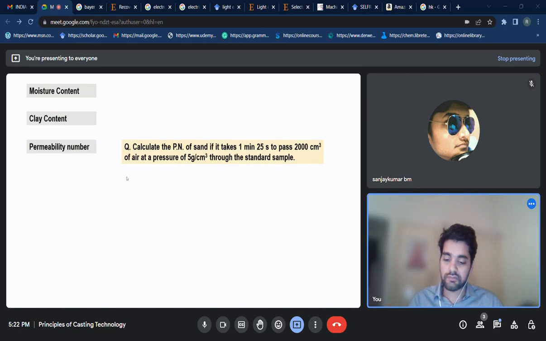Permeability will decrease, is what I feel. Yeah, that's true. So why is it happening? Because the pore size of the clay is very small, and their water absorption capacity is also very high.